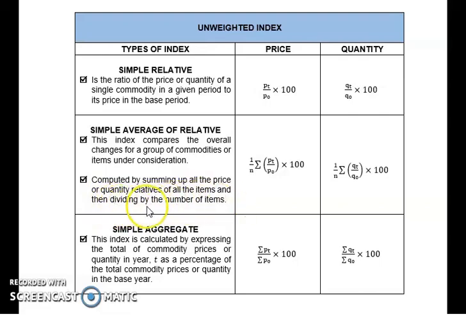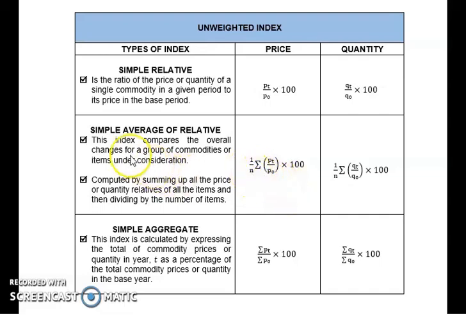Okay, so why divide by the number of items? Because now we want to calculate average. So that's why we divide by n here. Okay, so 1 over n, where n refers to the number of items. So when we want to calculate average, we need to divide by the number of items.